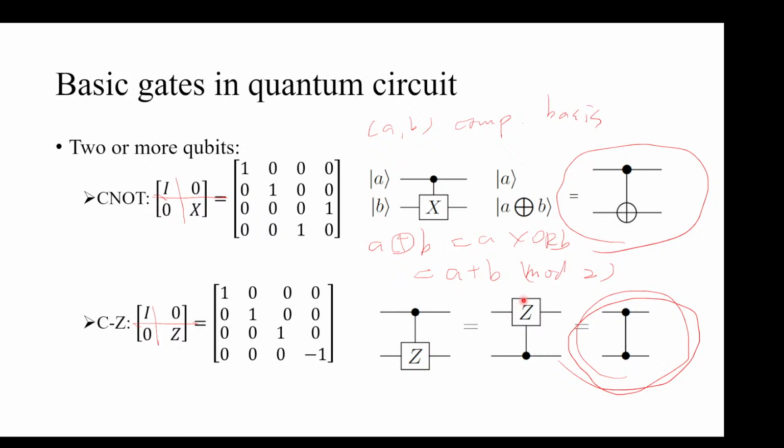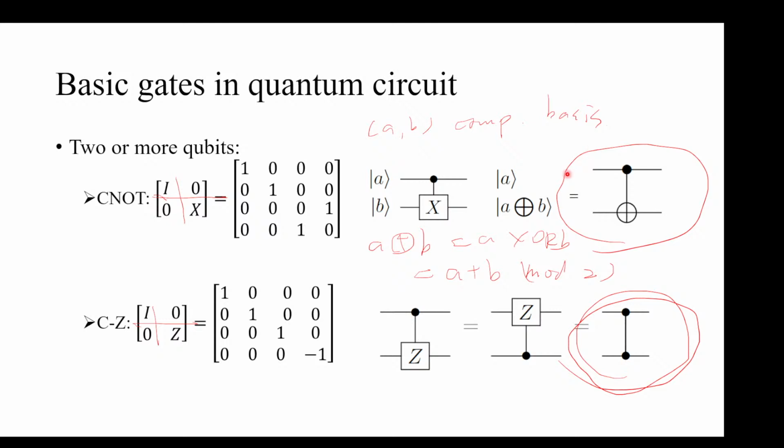Anyway, that's a CNOT gate, and then we have a CZ gate. That's very similar to CNOT. It basically means you apply the Z gate on the second qubit if and only if the first qubit is 1. Once again, it does nothing when the first qubit is 0, and applies the Z gate when the first qubit is 1. If you write down the diagonal matrix, it is 1, 1, 1, minus 1.